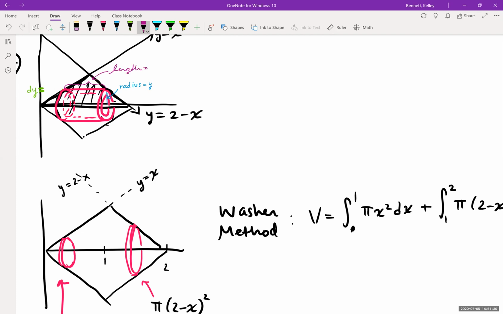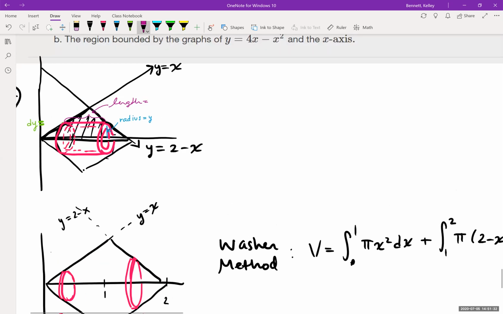Which is just going to be the far right function, which is 2 minus x, minus the far left function, which is just x. So we have to be careful though, because if I'm going to be using dy and y, these really need to be in terms of y. So this is the kind of hinky part in this particular setup. I still like it better, but we just need to be careful.